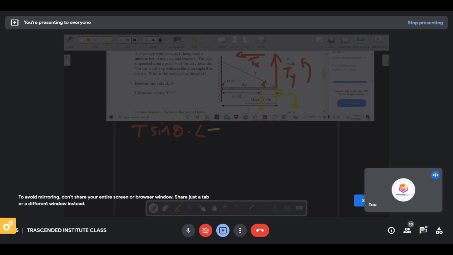So let's try to talk. It's going to be in terms of the weight because it's a mass. So ms multiplied by gravity. Then how far is it from the pivot? We are told it's 3/4 L. Are we together? Which other torque do we need to talk about?